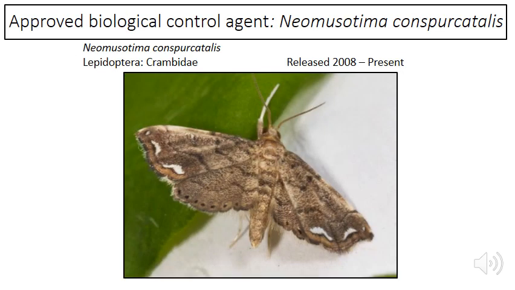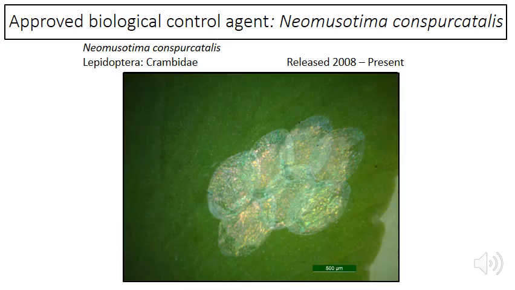Many potential herbivores were found, but obviously you have to do a lot of host range testing and quarantine testing to make sure these insects aren't going to have non-target effects in their introduced range. We have a couple of insects now that we're licensed to release in South Florida, and the most promising one we think is a small crambid moth called Neomusotima conspurcatalis. It's only small, about the size of your fingernail, and females lay about 30 to 40 eggs that look like shingles.